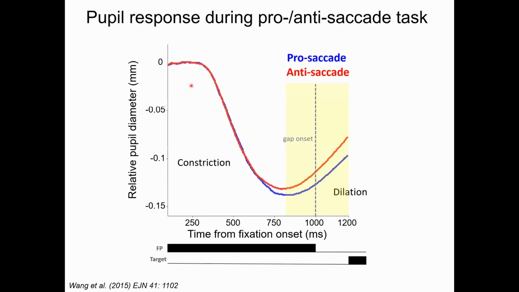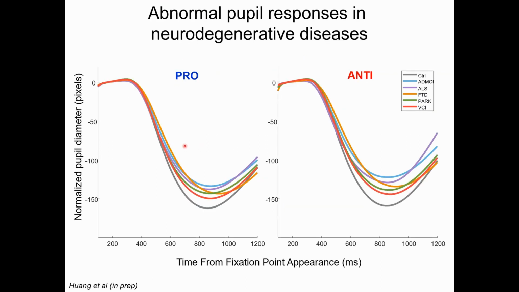Okay, so now we can take this and go to these neurodegenerative patients and look at what was going on with their pupil responses. So this is the pupil responses in the pro-saccade trials, the anti-saccade trials. The gray line here are the control subjects. You can see all these neurodegeneration patients, all the cohorts we were studying, this attenuated constriction and abnormal dilation. You can see it even more dramatically here on the anti-saccade trials.